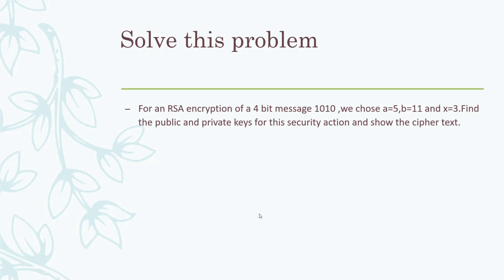So this is a textbook problem you need to solve. Here the initial prime numbers P and Q are given, and the value of E is also given. You need to find the Euler's totient, you need to find the private key D, and you need to encrypt this message and decrypt the message also. So try to solve this problem.